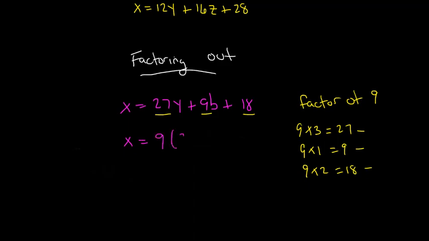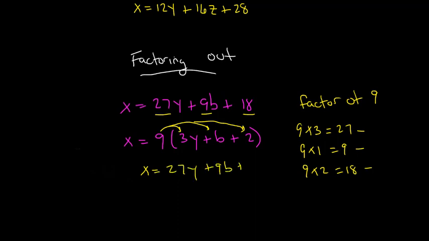So in this case here we have x equals our factor, which is 9, times (3y plus b plus 2). If I were to redistribute this, if I were to take 9 and distribute it into my parentheses, like we did above, we would see that x equals 27y plus 9b plus 18, which you'll recognize is what we had up here. So these two expressions are equivalent. It's just in one case the factor of 9 is factored out, and in the other situation it's distributed in.